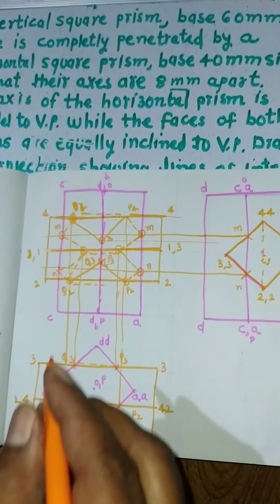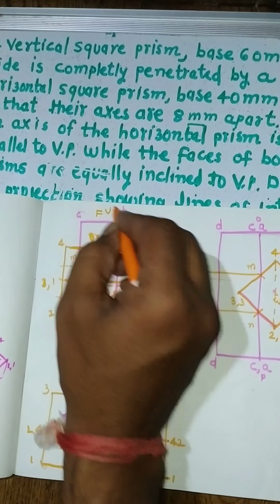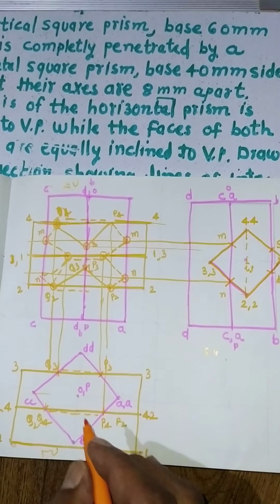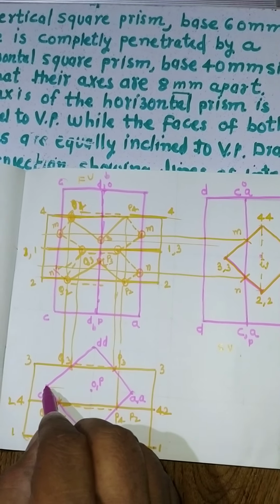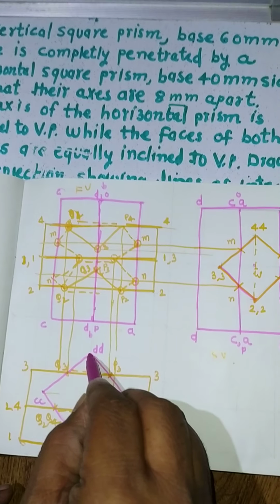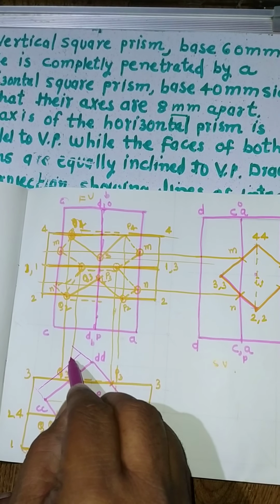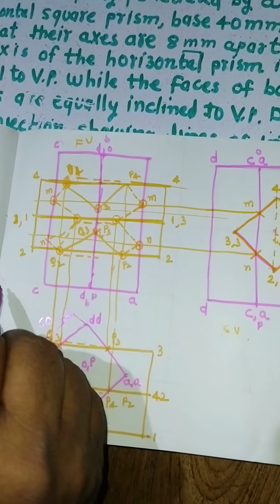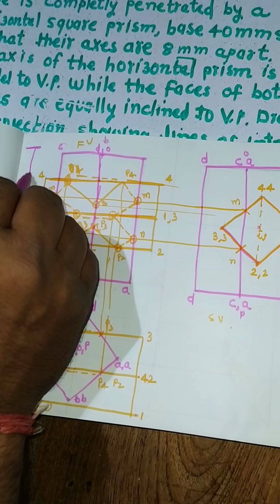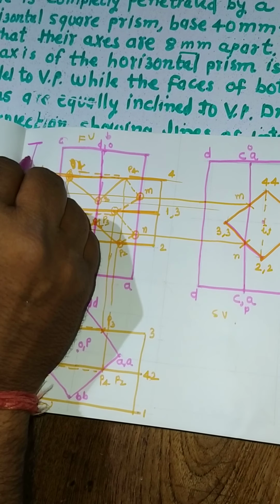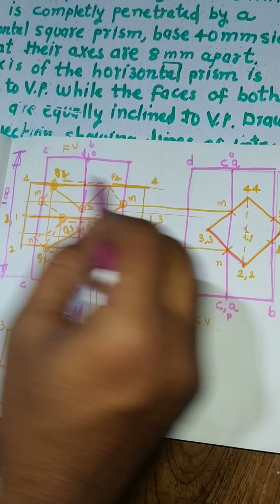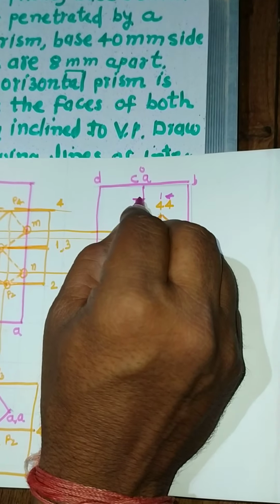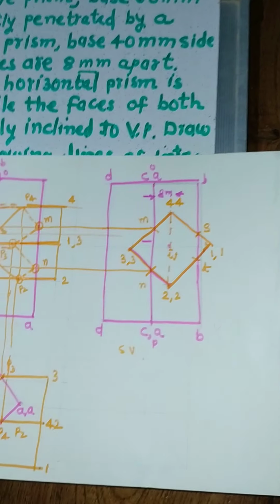Now we have to name the views. This is the front view, this is the top view, and this is the side view of the object. Give the dimensions. This is the 60 mm vertical solid, height 100 mm. What is the eccentricity? 8 mm. Okay, thank you.